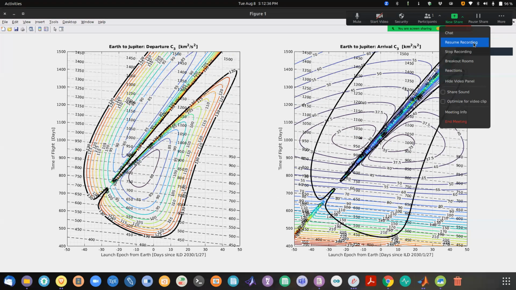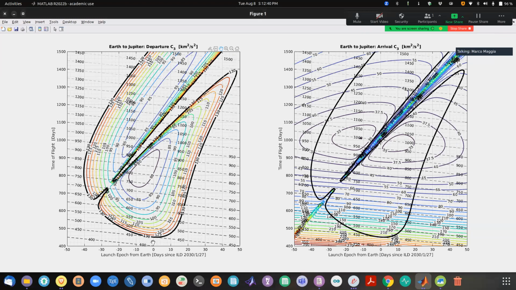Before going to the other Porkchop plots, let's take a look at the limits in terms of the time of flight between Earth and Jupiter. So the minimum amount of flight corresponds to this point over here. So it's about 450 days. You don't have to be super precise here. You can just look at these plots.